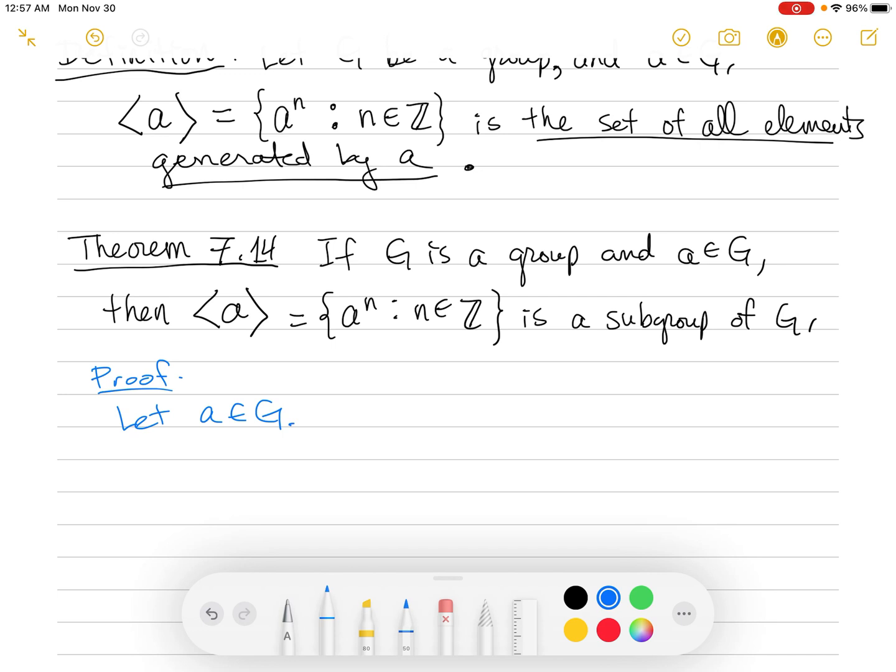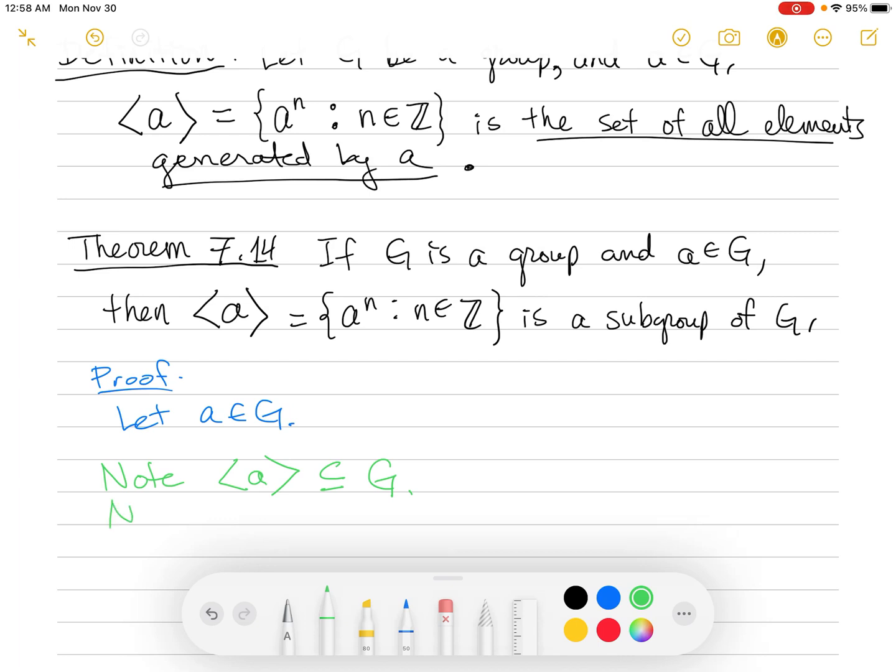So let A be an element of a group G. So first, let's just note that this guy is a subset of G. Why is angular brackets A a subset of G? So it's powers of A, right? When you take powers of A, and the A is in G, then powers of A are just going to end up back in G. So powers of A just end up back in G.